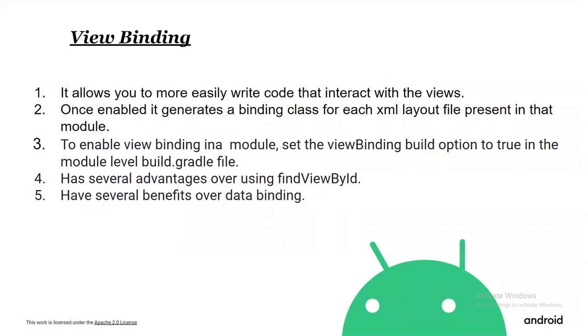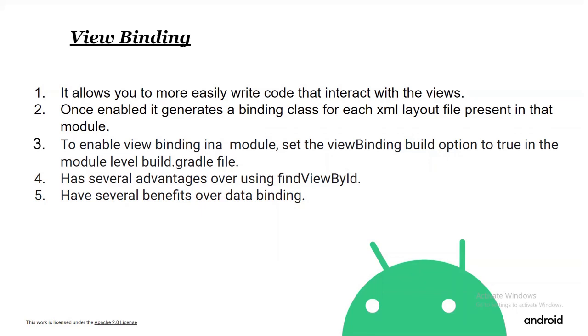It is enabled on a module-by-module basis. To enable view binding in a module, set the viewBinding build option to true in the module-level build.gradle file. To set up an instance of the binding class for use with an activity, first call the static inflate method included in the generated binding class, which creates an instance of the binding class for the activity to use. Get a reference to the root view by calling the getRoot method and pass the root view to setContentView to make it the active view on screen.